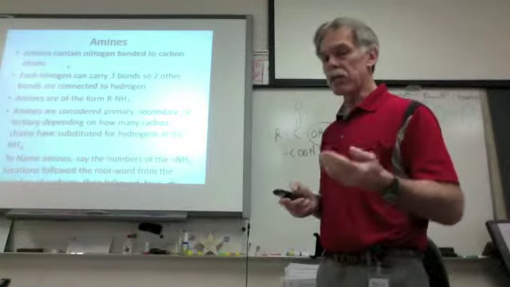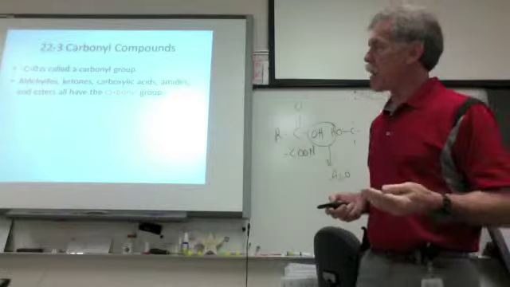Carbonyl compounds. So this starts chapter 22, section 3. Carbonyl, or C double bond O, and there are 4 or 5 types of compounds. We're going to talk about 5 of them that have carbonyls, and they have something else that makes them different. So the compounds are aldehydes, ketones, carboxylic acids, amides, and esters.